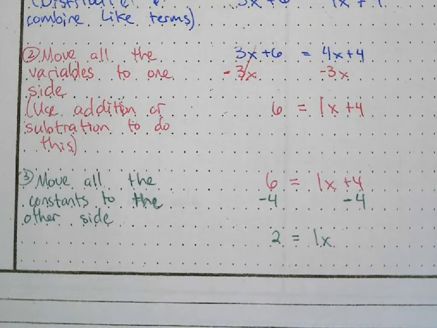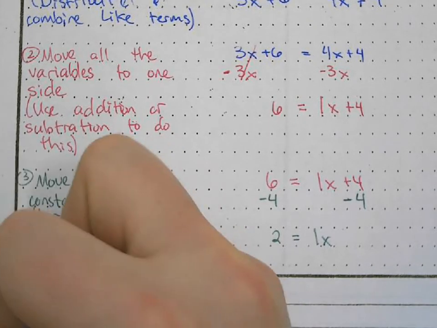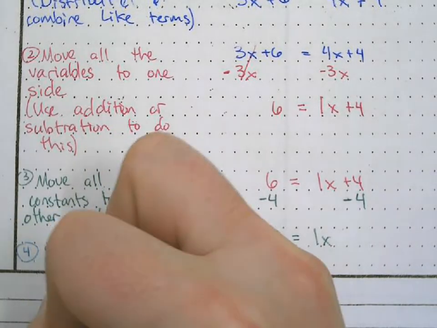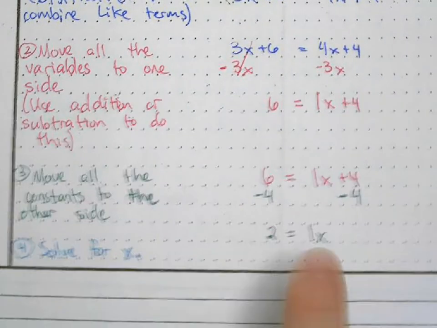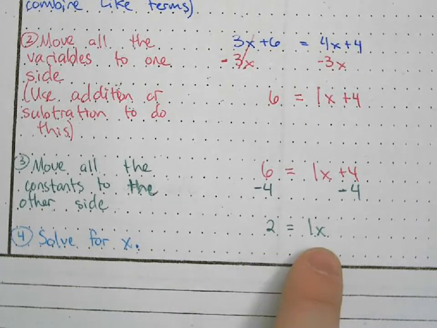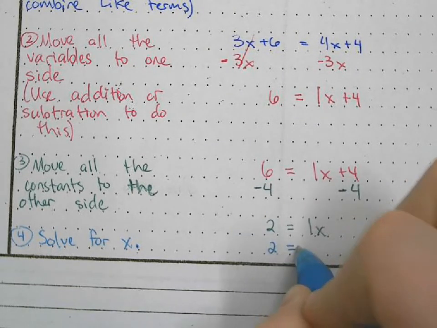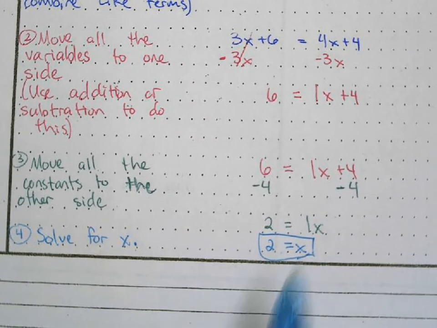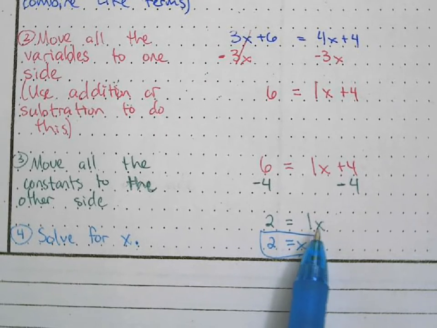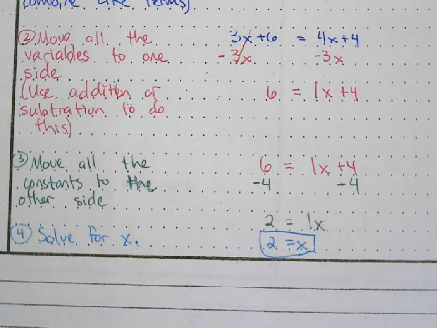And then our last step is to solve for x. This one's already pretty much done. So now we just want to make sure x is all by itself, and we know that 1 times x is x. So I essentially get 2 equals x, and then that's my answer. So you might have to divide or multiply in this final step to get to your final answer.